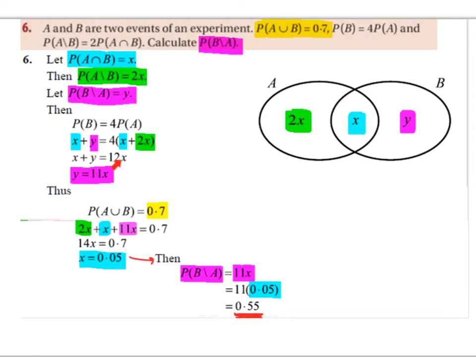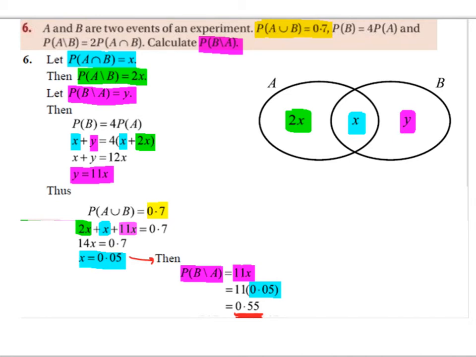3X is 12X. And X plus Y is equal to 12X. Solving for Y, the X comes over the equal sign, becomes minus X, and 12X minus X is 11X. So Y is equal to 11X. So B less A is 11X.